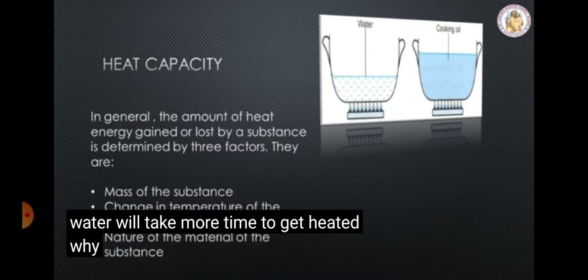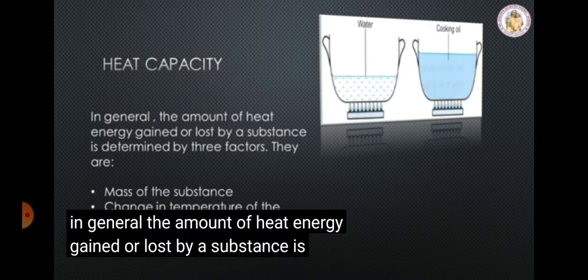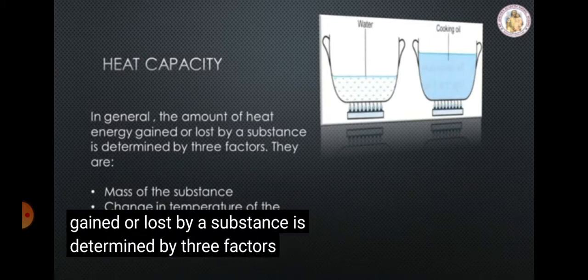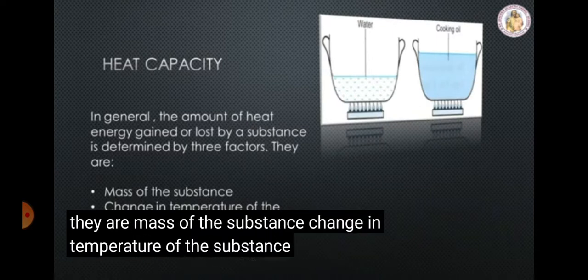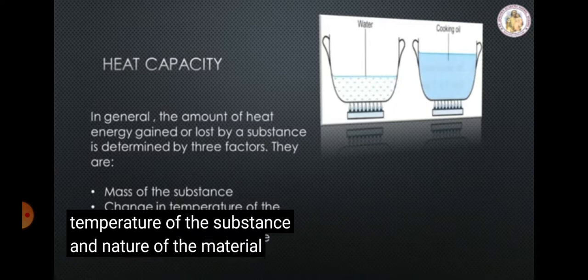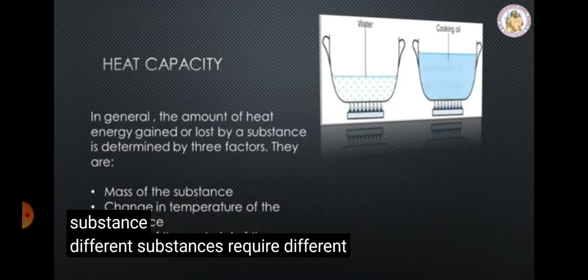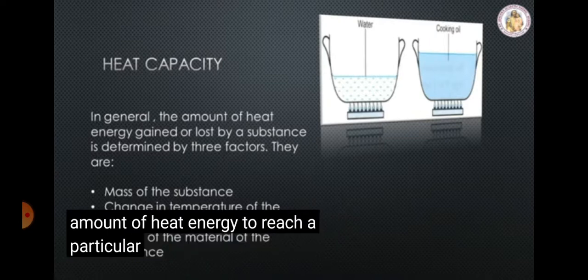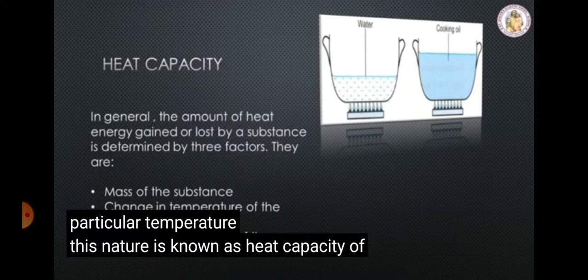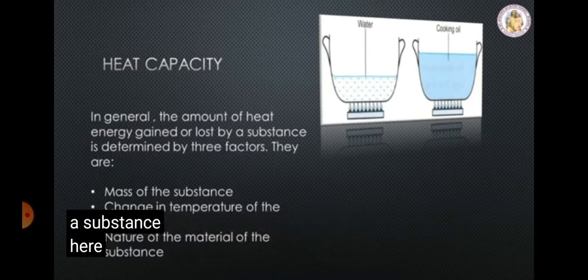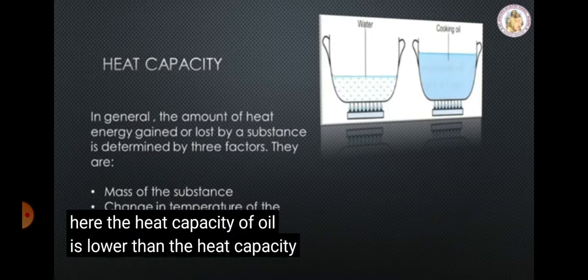Why? In general, the amount of heat energy gained or lost by a substance is determined by three factors. They are the mass of the substance, change in temperature of the substance, and nature of the material of the substance. Different substances require different amounts of heat energy to reach a particular temperature. This nature is known as the heat capacity of a substance. Here, the heat capacity of oil is lower than the heat capacity of water.